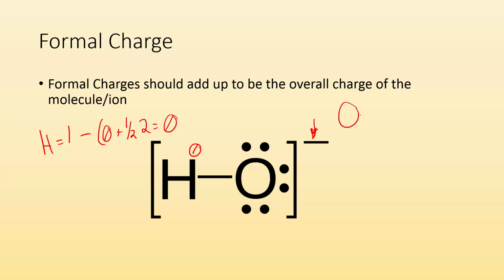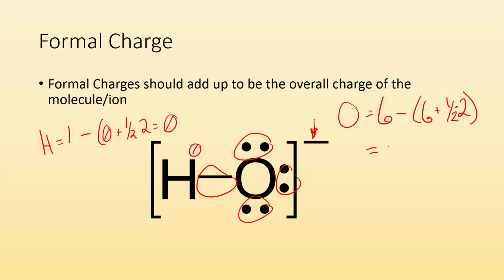Now let me take a look at oxygen. Oxygen has 6 valence electrons, minus how many did it keep to itself? We'll count 2, 4, 6, and half of the bonding electrons. There's one bond, so that's 2 electrons. Half of 2 is 1, so oxygen ends up with a -1 charge. Wouldn't you know it, 0 plus -1 gives me that -1 charge.